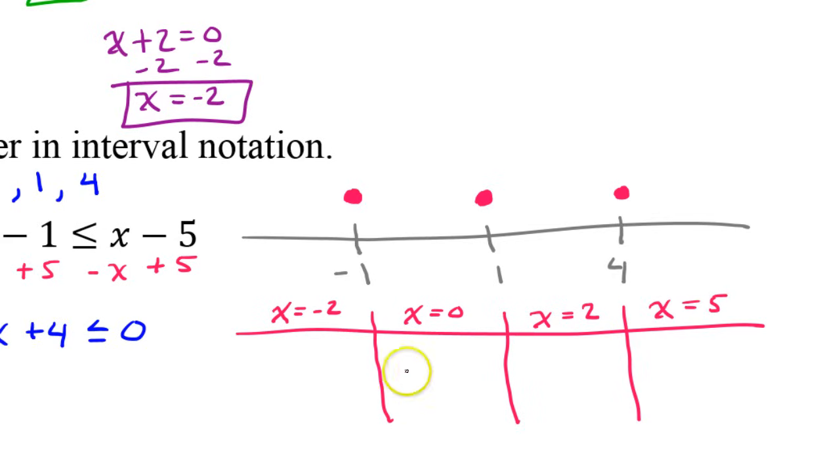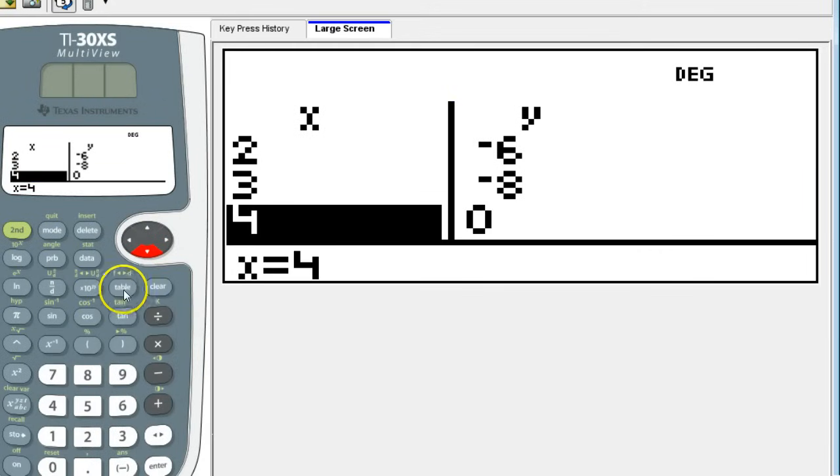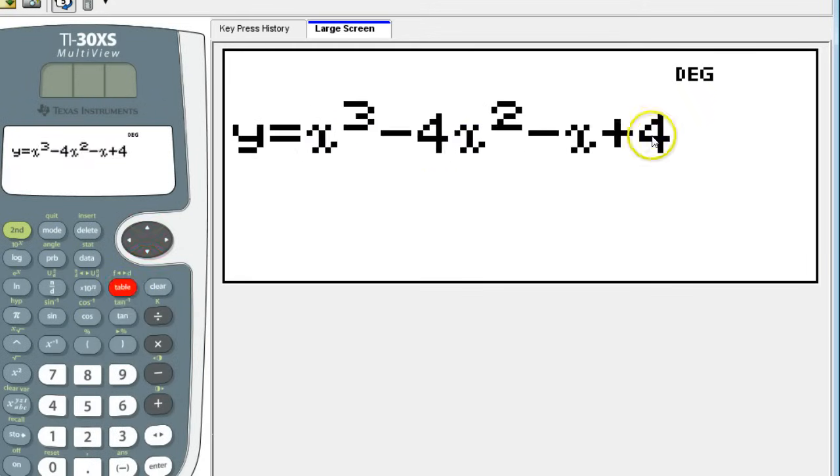So I need to know the value of the function at these numbers. So I could take -2 and plug it in for all these x's and see if it's less than or equal to 0. Because that's what I want to know. Is the function less than or equal to 0 or not in every one of these cases? But rather than plugging them in for all the x's, let's just use the table. Alright, I've already got the function typed in.